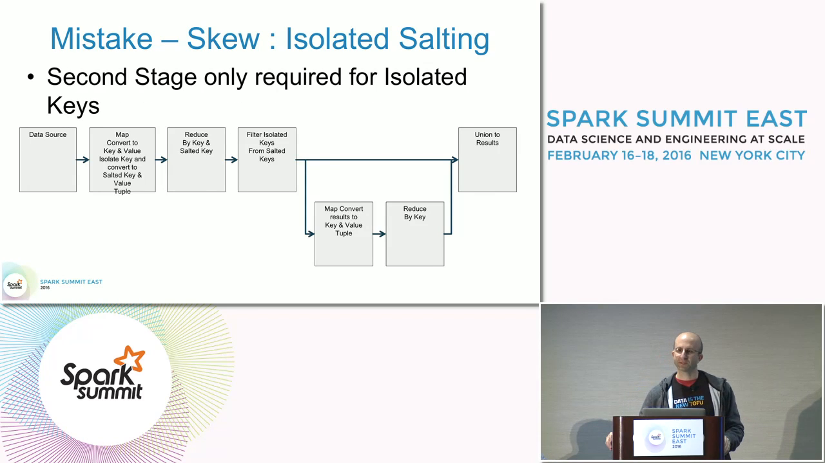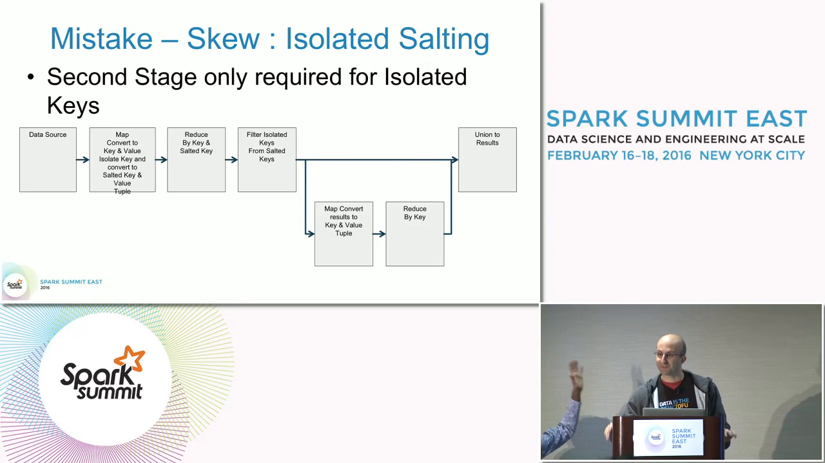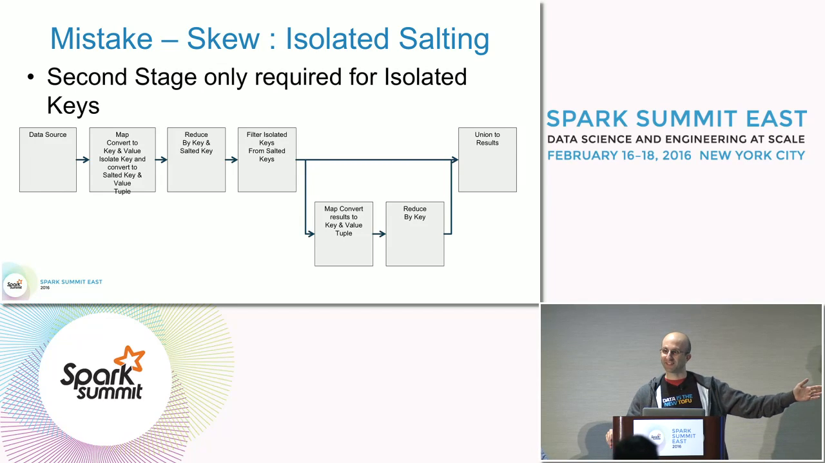Isolated salt is a little bit different. Let's say that you have a key that makes up 80% of your data. An example, and this happens to so many people, is that your join key is null. Has anybody experienced that? Where one of the values of your join key can be null, and that makes up 80% of your data set, and the rest is perfectly non-skewed. But that one null, oh my God, is screwing up the whole thing.